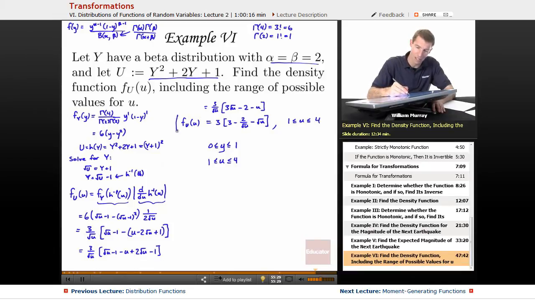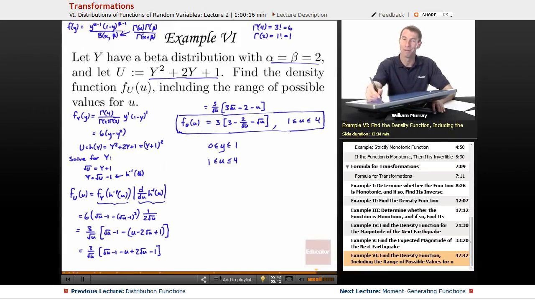So that's my density function for u. Kind of ugly there, but I didn't see any way of making it any nicer. I think we're stuck with that. And in the end, it did simplify a little bit, so I guess we have to be happy with that. Let me recap the steps there.